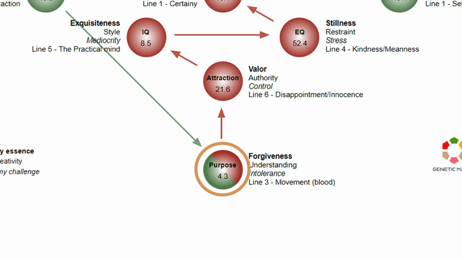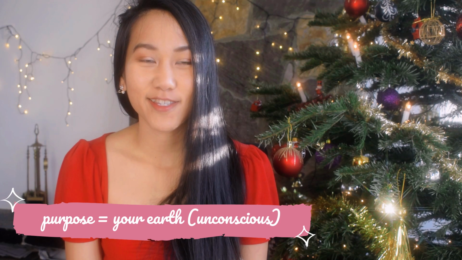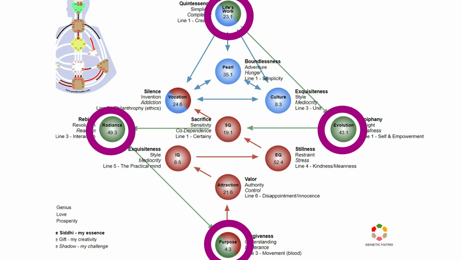What is the sphere of your purpose? In the Gene Keys, your purpose is equivalent to your earth unconscious. Remember, we looked at the life's work at the top of your profile, that's your conscious sun. We looked at your evolution, your conscious earth, opposite to the sun. We looked at your radiance, which is your unconscious sun. And today we're looking at the purpose, which is your unconscious earth, opposite to the unconscious sun.